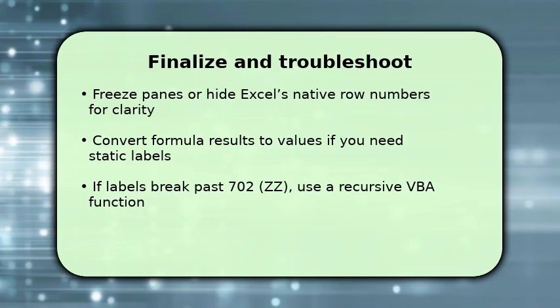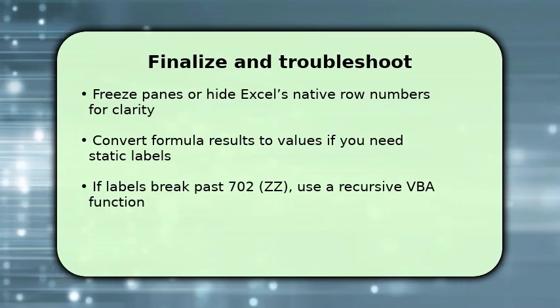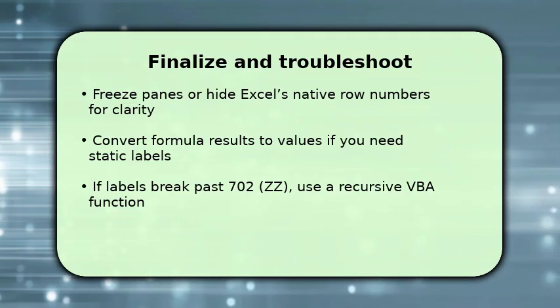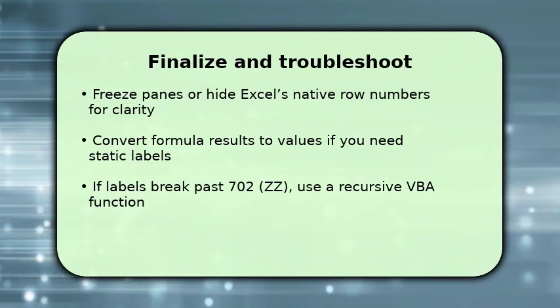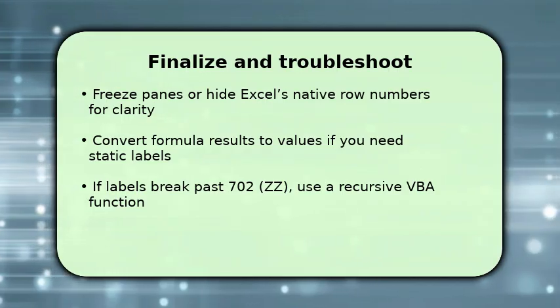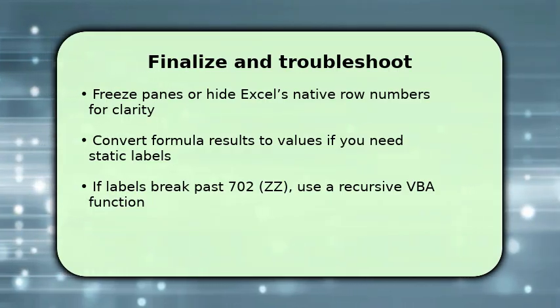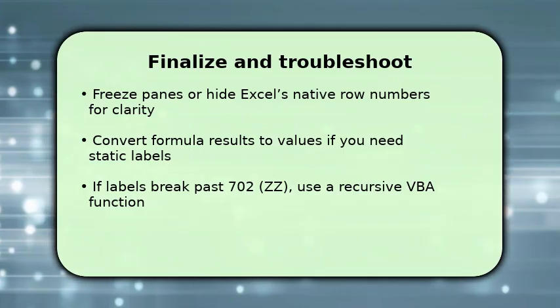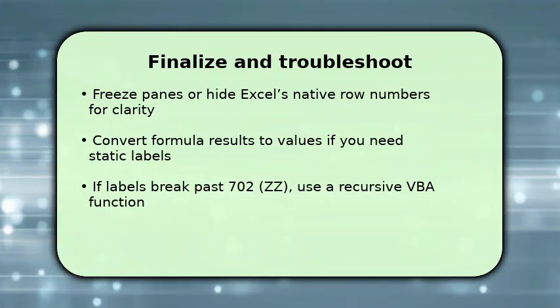If you want static labels, copy the helper column and paste special as values. Make sure to check very large row numbers. The formula handles up to 3-letter labels, but can get cumbersome beyond 702 rows. If that happens, use a small VBA function to convert numbers to letters more robustly.